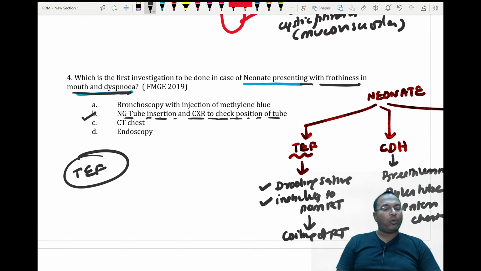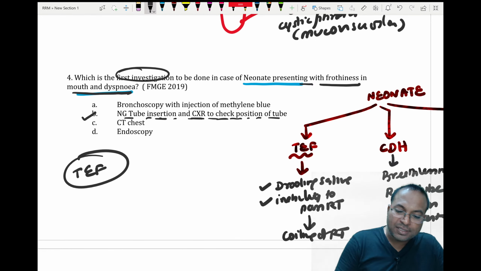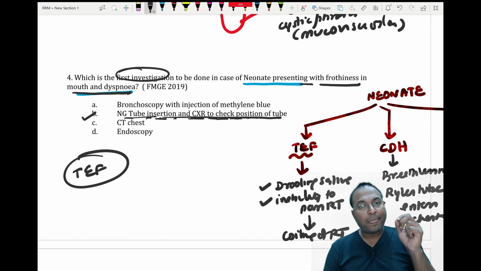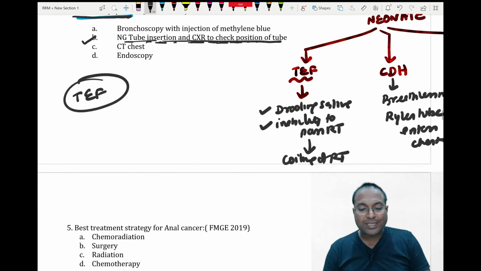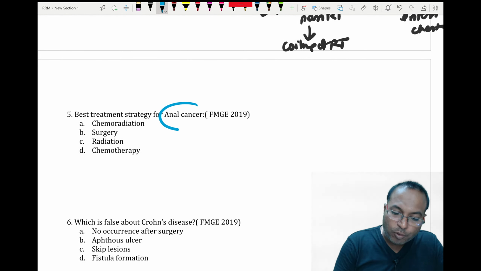That will give you a clue now. They are asking what is done next. So what is the first investigation to be done is taking a nasogastric tube and putting a chest x-ray. So everything in this will be done. Endoscopy will be done, bronchoscopy will be done. The first thing next to be done is nasogastric tube insertion. So this is again a very favorite national board exam question.